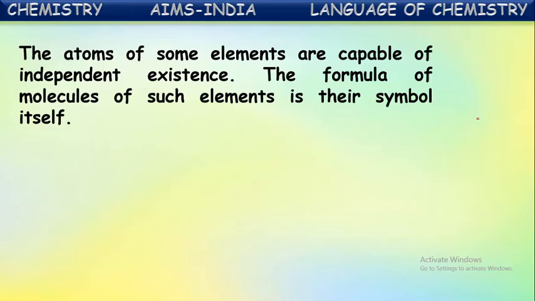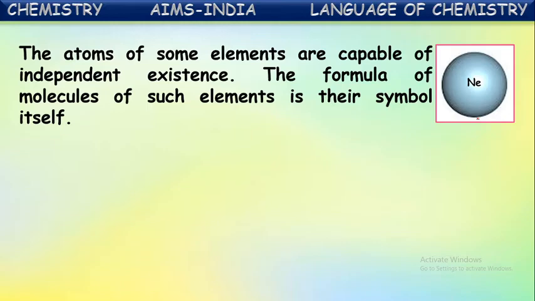For example, take neon. Not only neon, but mostly metallic elements and noble gaseous elements will exist as monoatomic substances. Their molecules will have single atoms. So as there are single atoms in their molecule, the chemical formula of those elements will be the symbol itself. The molecular formula of neon is Ne, because its symbol is Ne and its molecule contains only one atom of neon. So its chemical formula also becomes the same, Ne.